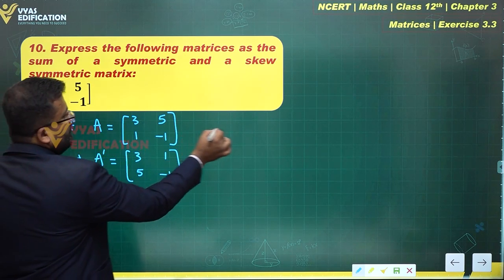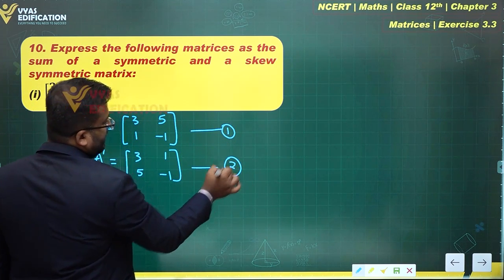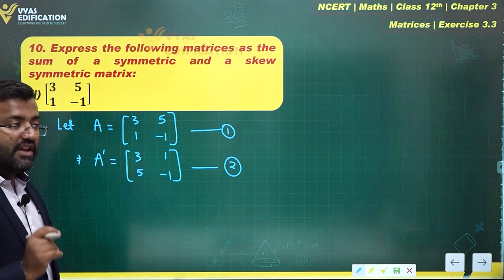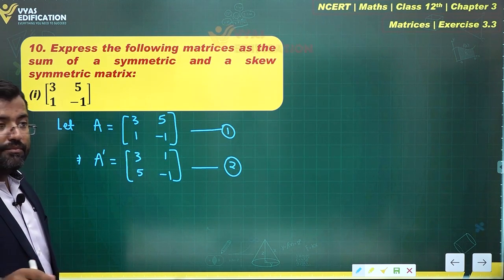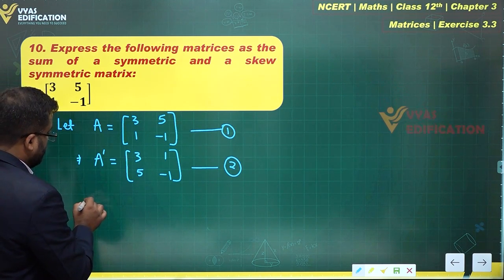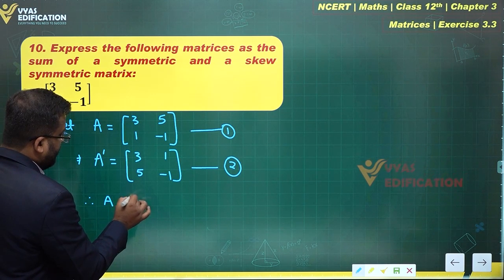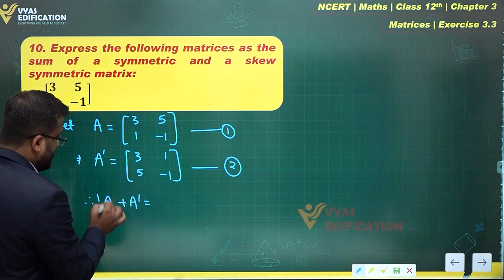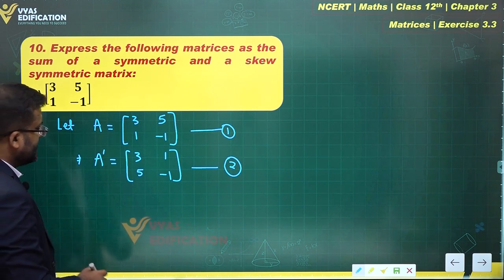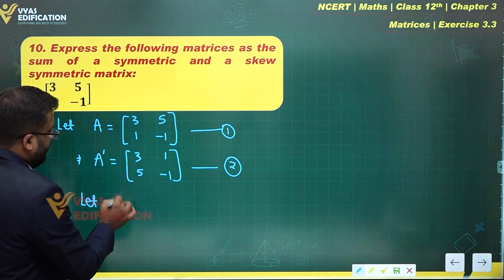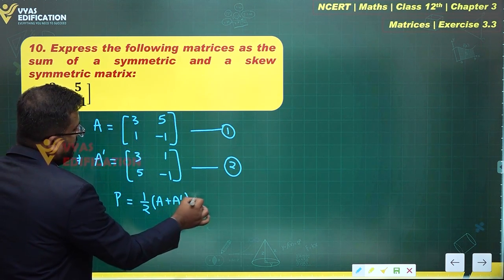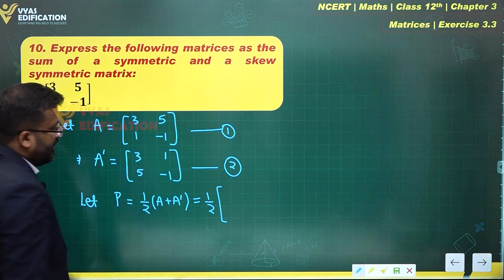Okay, this is 1 and this is 2, let's say. Using 1 and 2, I'll have to find A plus A prime and multiply it with half. We'll also have to find A minus A prime multiplied with half as well. Let P be a matrix which is half of A plus A prime. What is that? Half of the sum of these two matrices.